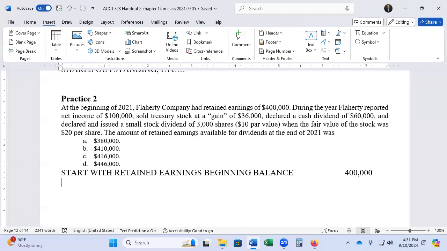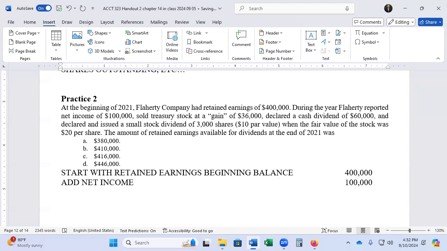All right. So let's just walk through each of these and we'll talk about it. The first thing we come in contact with after the retained earnings, it says during the year, Flaherty reported net income of 100,000. How does that affect our retained earnings? We're going to increase, right? So we're going to add net income. Remember, if the net income is a loss, what do we do? We deduct it, correct? So this was 100,000.